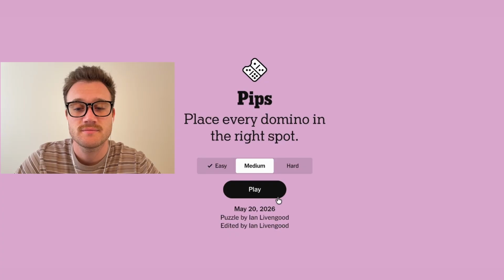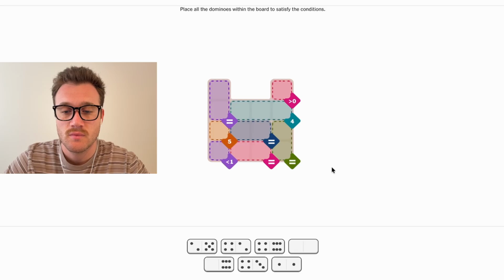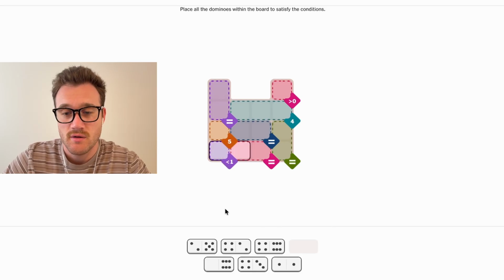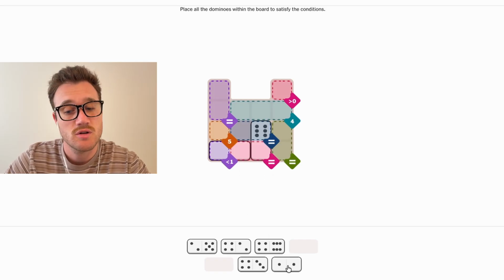On to the medium. All right, equals here, equals less than 1, 5, equals 4, greater than 0. All right, so if this one's less than 1, that means we're working with the 0 today. We don't have a 0, 5. We do have a double 0 or a 0, 6. So if we were to go 0, 0, this 0 would have to go here or here. We could do double 1 here. However, we need to make this 4.